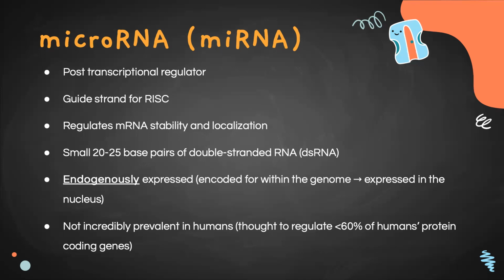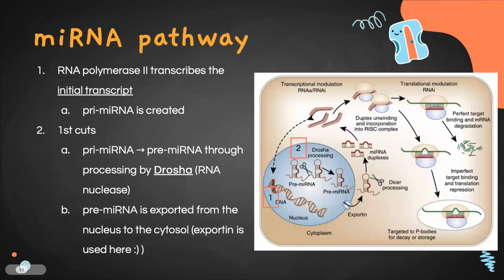Keep in mind that these are double-stranded. They are about 20 to 25 base pairs, so they're pretty small. And they're endogenously expressed, so they're within the genome and then they're expressed in the nucleus. They're not very prevalent in humans. They're thought to regulate less than 60% of humans' protein coding genes, not as much as siRNA is used. So this is the pathway.